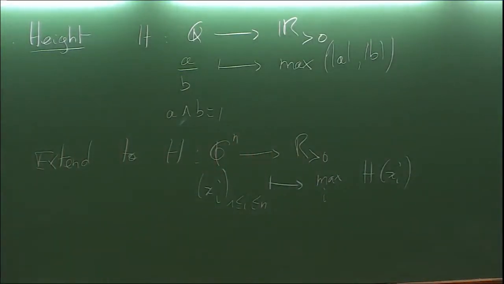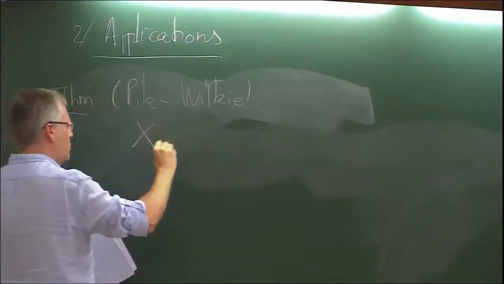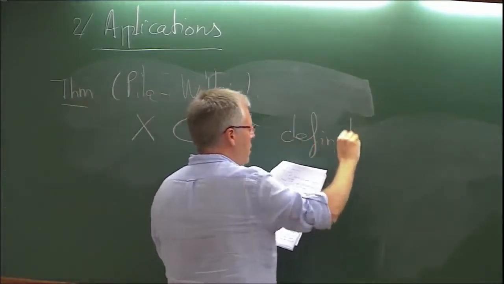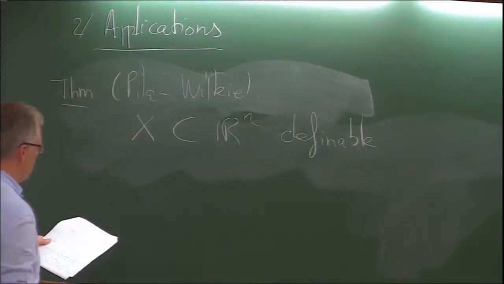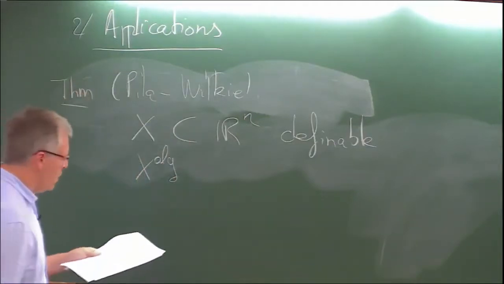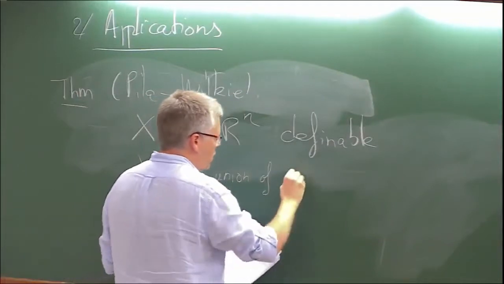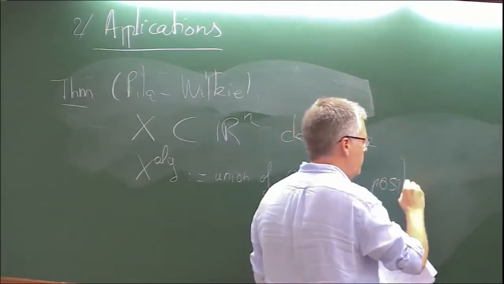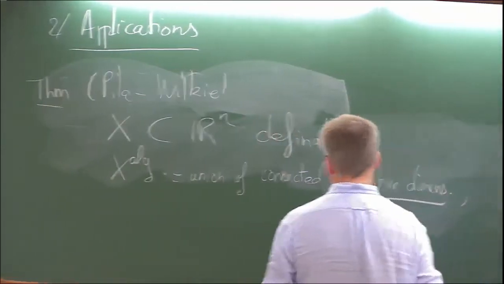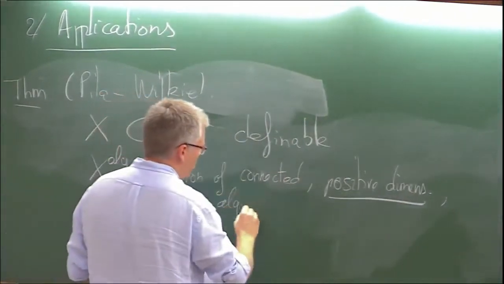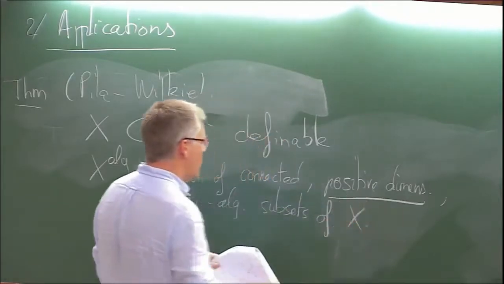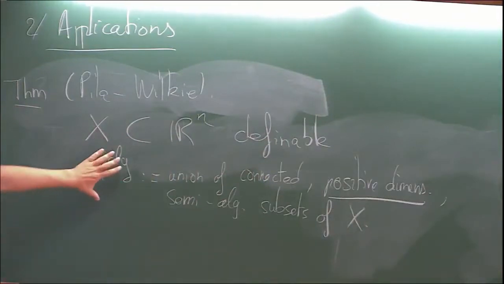And now I can directly state the main theorem, which is really, in my opinion, a fantastic theorem due to Pila and Wilkie. It says the following. Suppose that I start with a definable set X inside R to the n. I repeat, definable means definable in some o-minimal structure. Then you can define the algebraic part of X as being the union of connected positive dimensional semi-algebraic subsets of X. And now your problem is to be able to say something about this part.